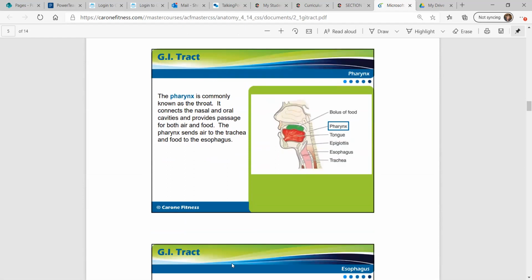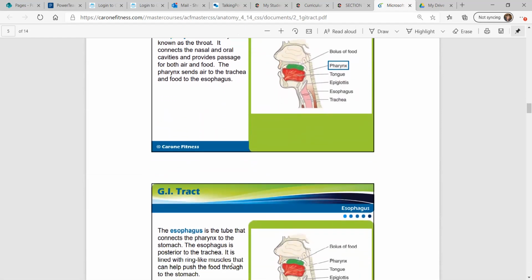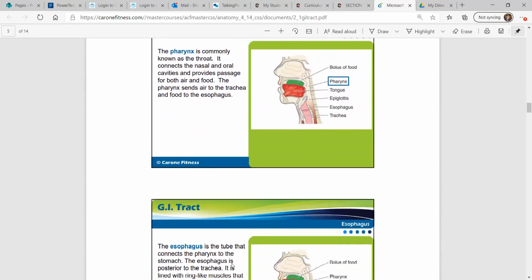Next up is the pharynx, also known as the throat. So these are just scientific words for things you're already familiar with. Oral cavity equals the mouth. Pharynx equals the throat. It connects the nasal and oral cavities and provides passage for both air and food. The pharynx sends air to the trachea and food to the esophagus. Air to the trachea, food to the esophagus.